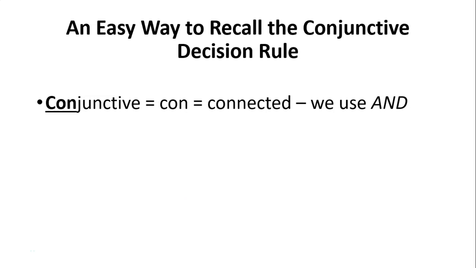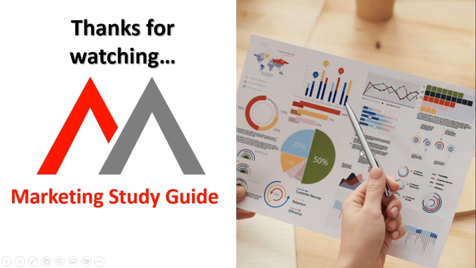As a very simple tip, the way to remember the conjunctive rule is to use the word con at the start and think about the word connected. So the attributes are connected. So all the attributes are going to be this and this and this.